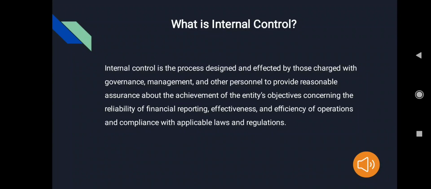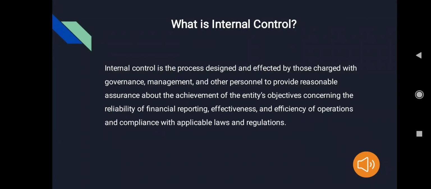Internal control is the process designed and effected by those charged with governance, management, and other personnel to provide reasonable assurance about the achievement of the entity's objectives concerning the reliability of financial reporting, effectiveness and efficiency of operations, and compliance with applicable laws and regulations.